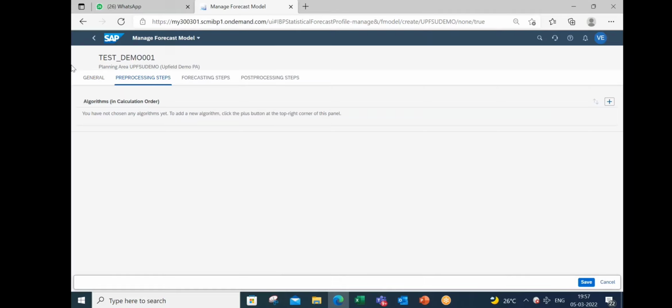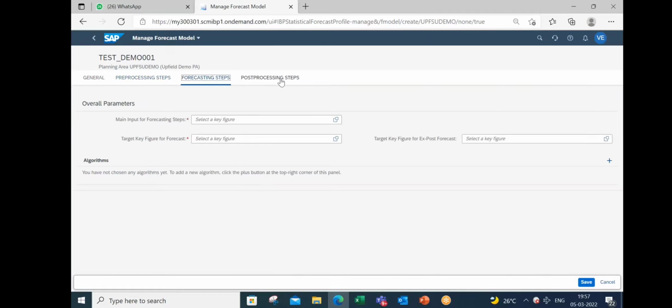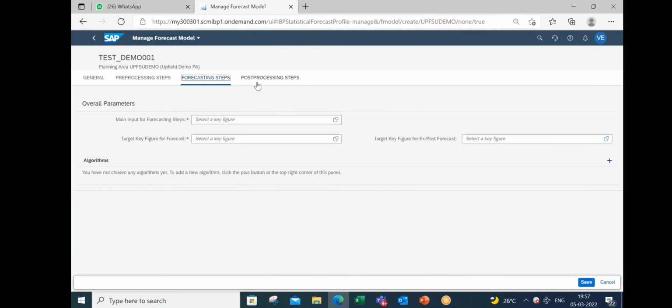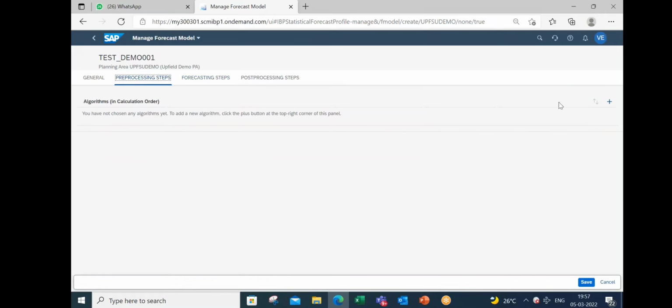Or you can run only forecasting, or only the post-processing step, or a combination of two or all three together. It's not mandatory that you select everything. That's an important thing.